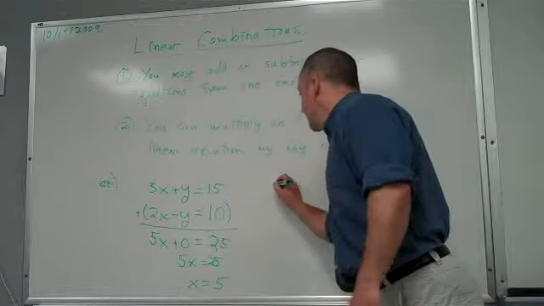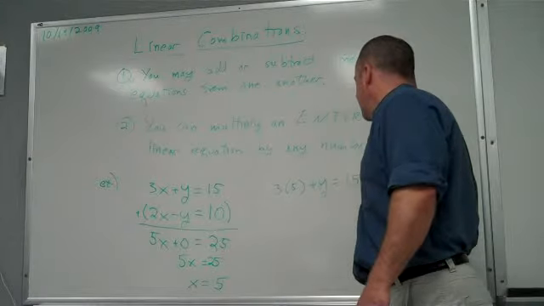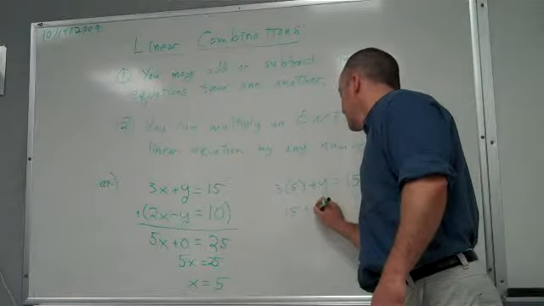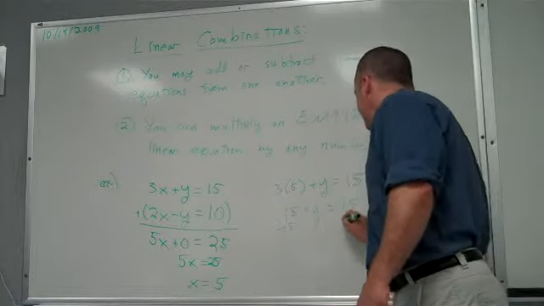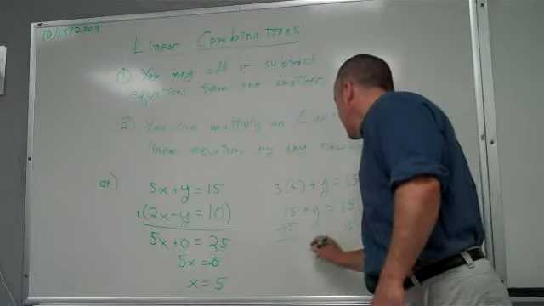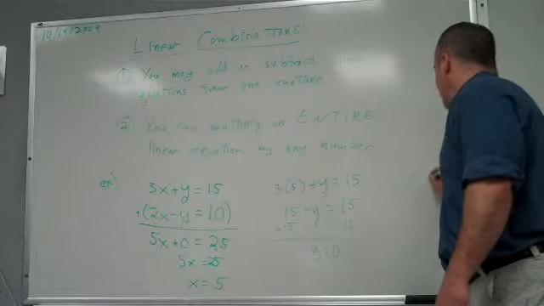Okay, so now we put 3 times 5 plus y equals 15. 15 plus y equals 15, and you subtract 15 from both sides, which is 0. Yep, you subtract 15 from both sides, and y equals 0. So these two lines intersect at the point (5, 0).